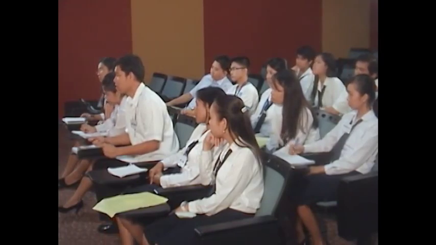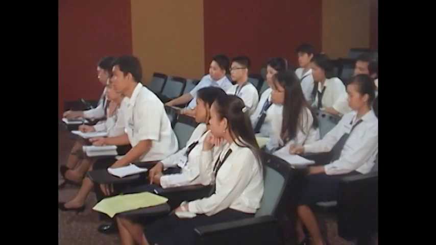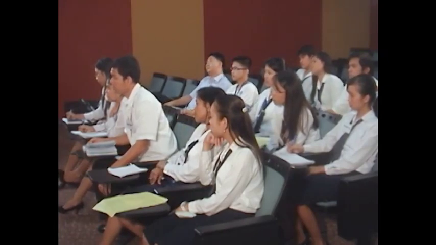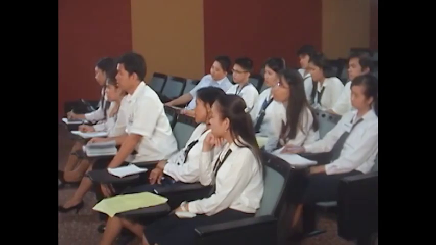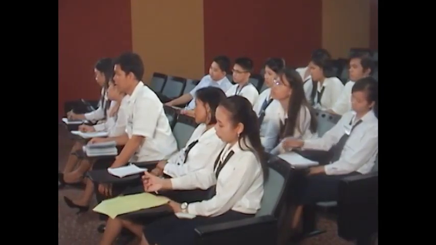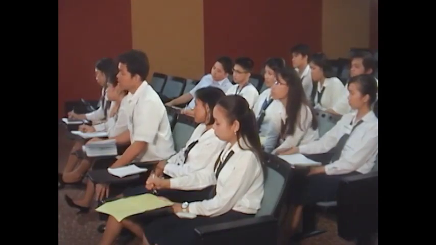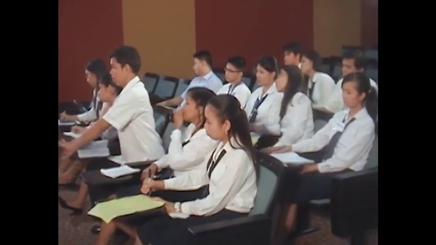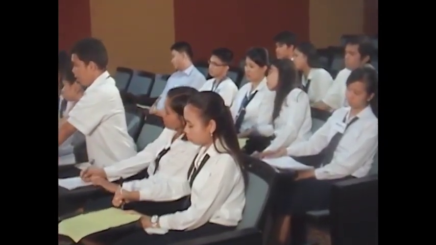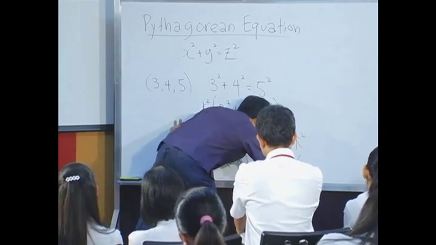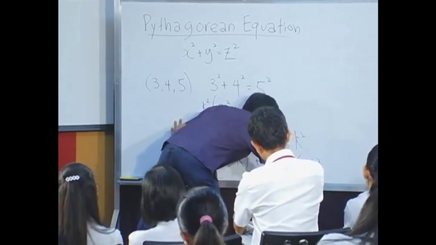If we multiply by k squared, we get 3 squared k squared plus 4 squared k squared is equal to 5 squared k squared. So we get quantity 3k squared, quantity 4k squared, and quantity 5k squared.